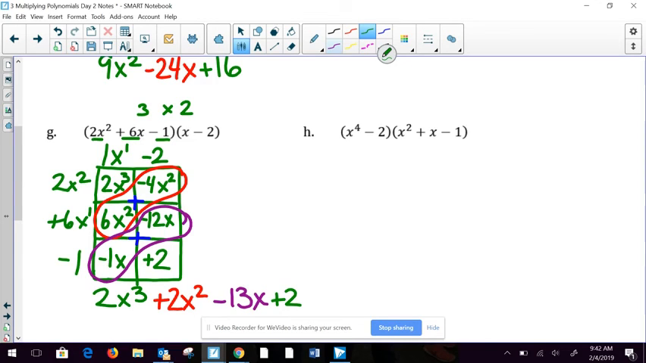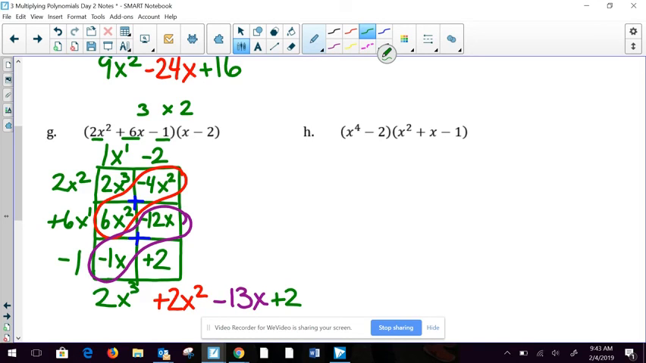The exponent on my first one is a 3. Let's kind of make this a little bit smaller for you. So the exponent on this first one is a 3. Then I say plus 2x squared minus 13x plus 2. I have it in standard form.